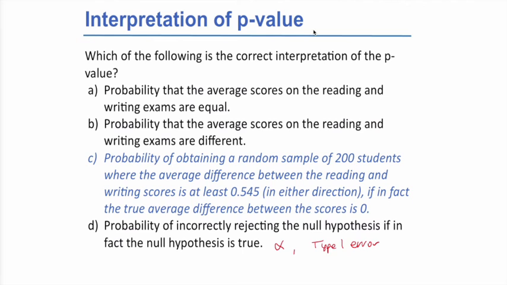We don't know these things. There's no probability that the averages on the reading and writing exams are equal or different. So I guess it's better to say these things they don't exist. Either the averages are the same or the averages are different. There's no probability of that happening. The averages are what they are. It's just up to us to figure it out.